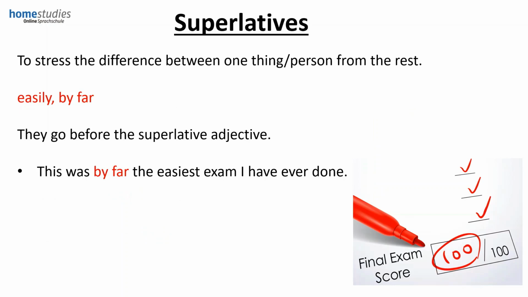Now, with superlatives, if we want to stress the difference between one thing or person from the rest, we could use easily or by far, and these go before the superlative adjective. So, for example, this was by far the easiest exam I have ever done, and as you can see in the picture, they got 100 marks out of 100. So it was by far the easiest exam. Now it's test time.